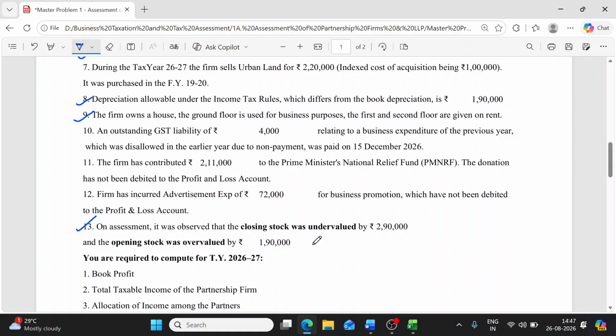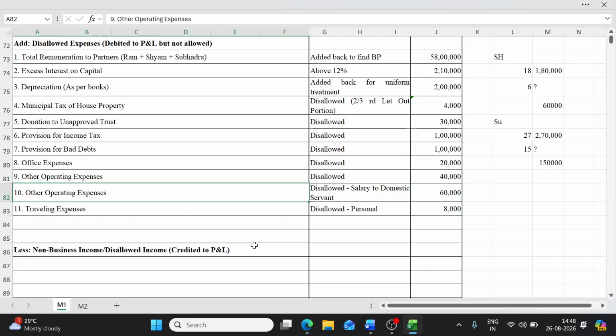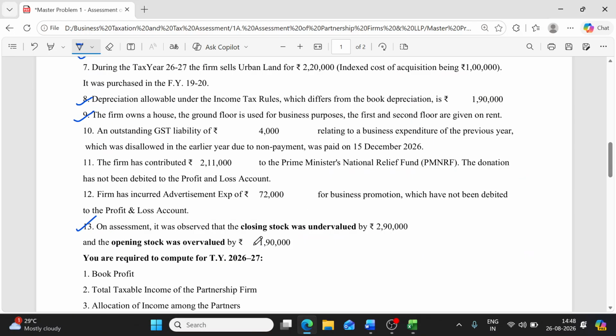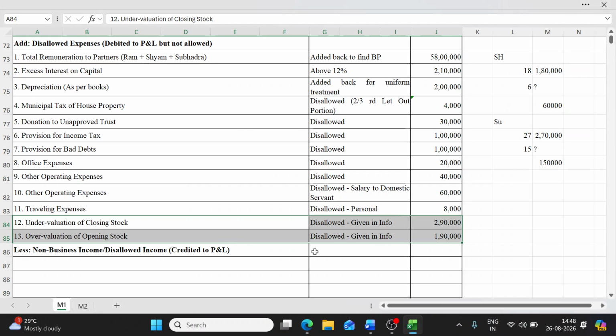So we will add back this closing stock undervaluation in the net profit, and similarly opening stock was intentionally overvalued, and because of the overvaluation of opening stock, the profit figure will be decreased. So we will add back the opening stock overvaluation and closing stock undervaluation in the net profit. So undervaluation of closing stock 290, and overvaluation of opening stock 190. So 290 and 190.